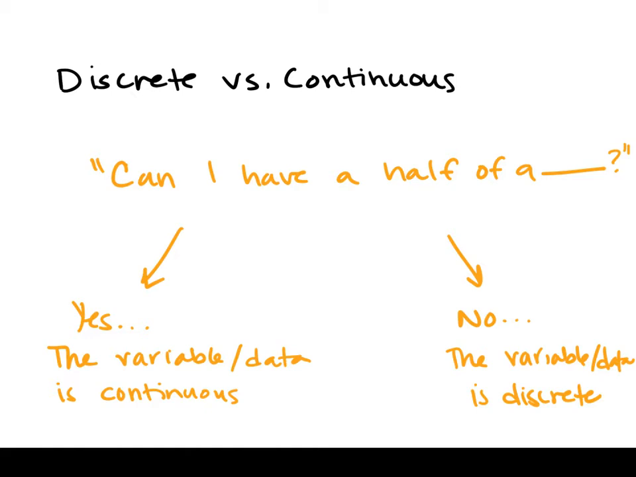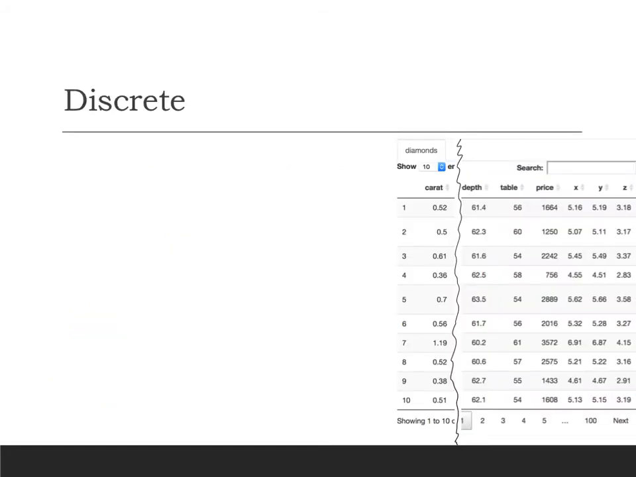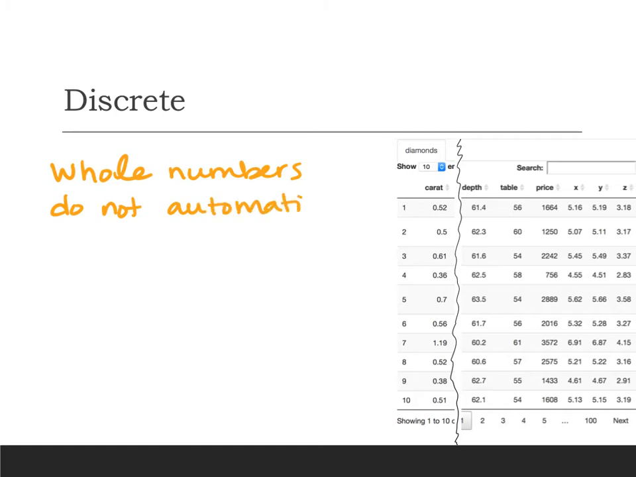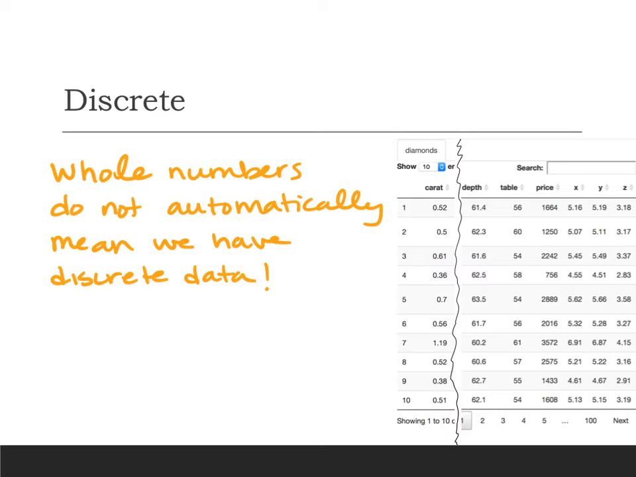And so let's take a look at our diamond table again. When we're looking for any data we might have as discrete, of course, can I have a half is one question, and another question we could ask is, can I have a decimal? If there are decimals or possibilities, then they're definitely continuous. But that doesn't mean that all whole numbers are discrete data. So whole numbers do not automatically mean we have discrete data. Be very, very careful of that.